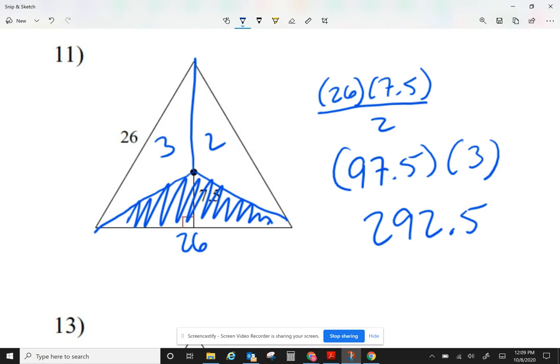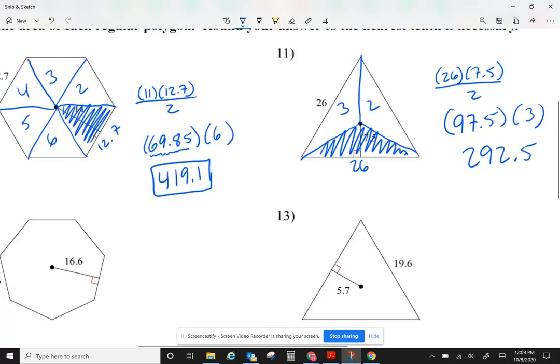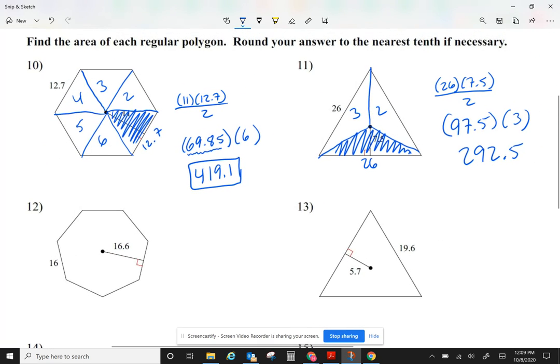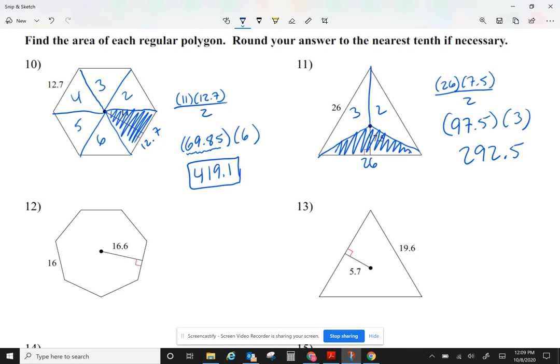Get the area of each triangle and then multiply by how many triangles we have. Let's take a look at question number 12. One thing I want to emphasize here, though, is if you notice, my polygon in number 10 had 6 sides to begin with, and I came out with 6 triangles.